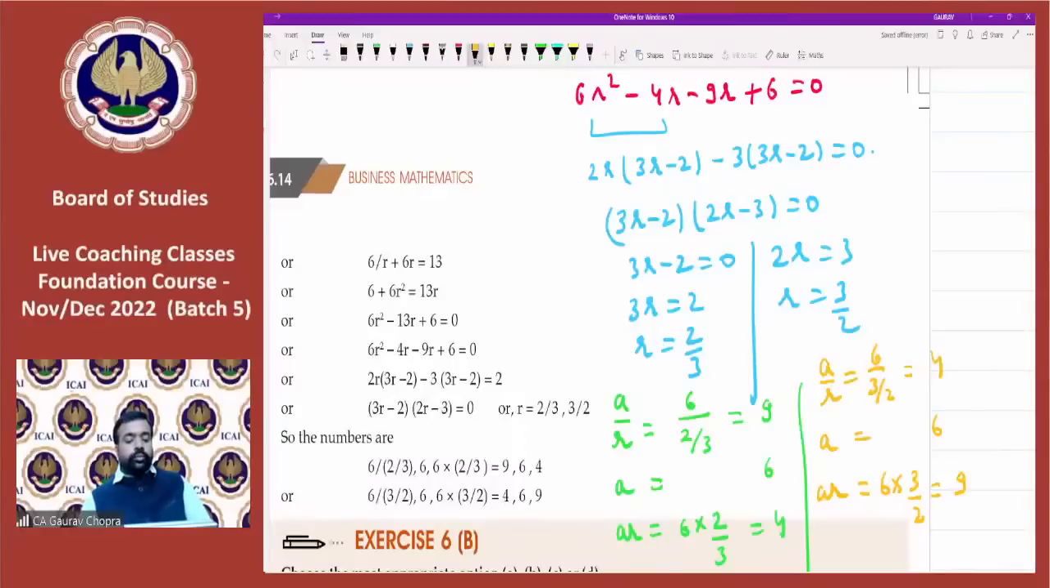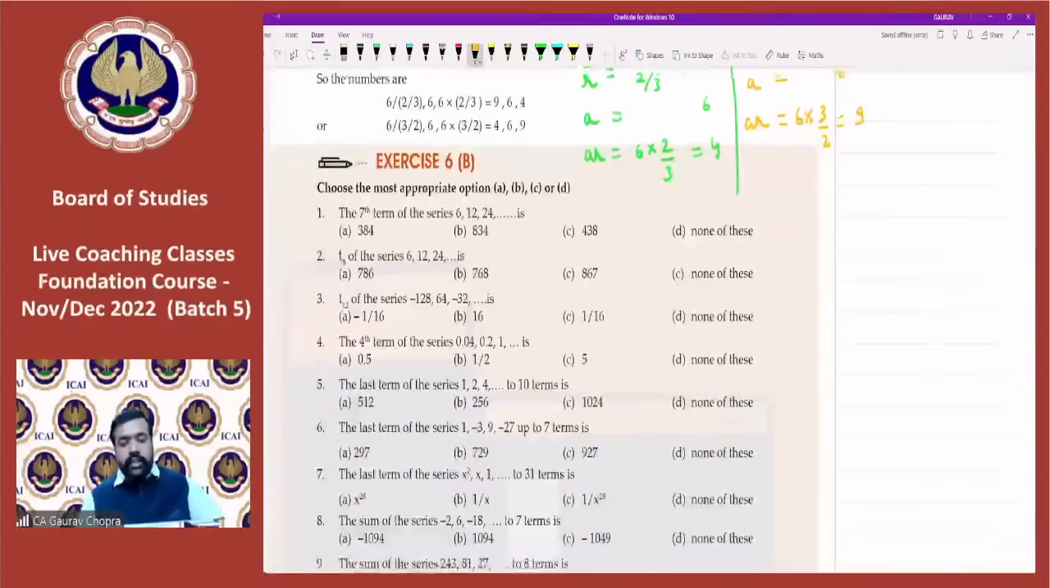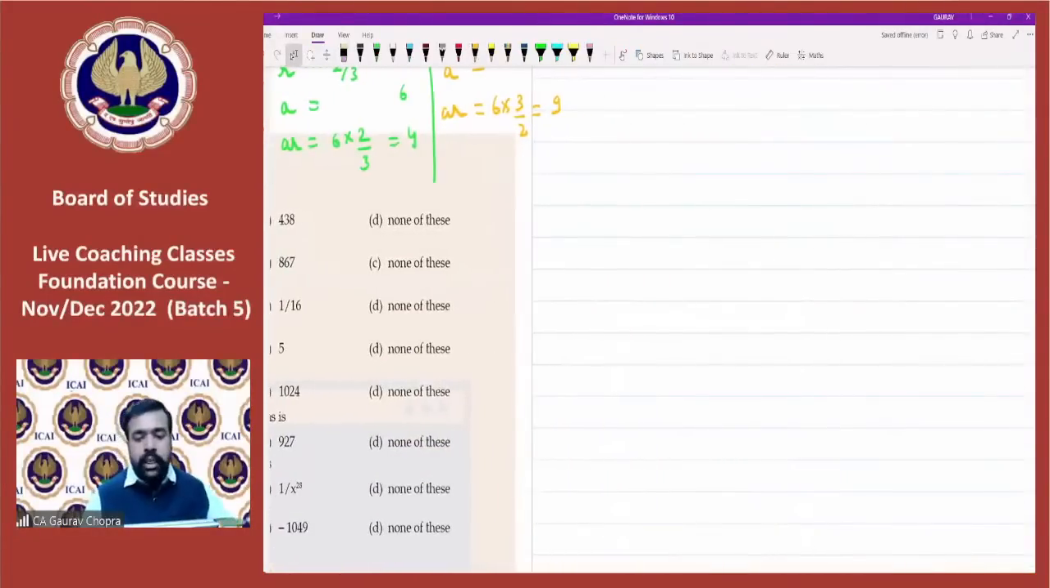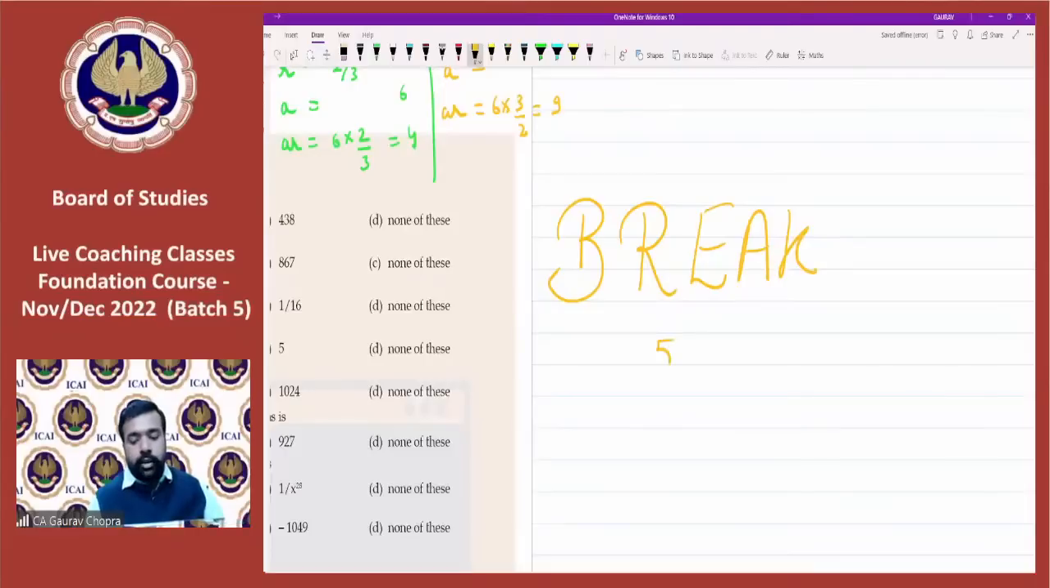So now this question can also be done using options sometimes. So now we can try some of the exercise questions, so that we can understand how to use the options also. So before starting the exercise, let us take a small break of 5 minutes, and after that we will begin with the exercise questions. So let us take a break of 5 minutes.